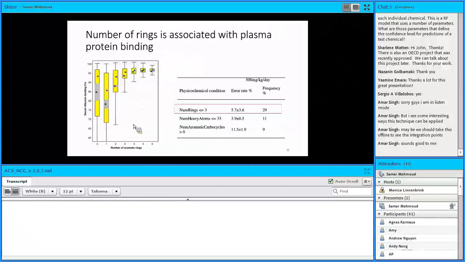And also with regards to number of rings, the hypothesis, what we observed from analyzing the literature, is that number of rings is associated with plasma protein binding, which means that if we have a larger number of rings, there is higher plasma protein binding, which consequently leads to a smaller concentration of the free form of the compound in the plasma, which indicates a lower bioavailability of the free form.